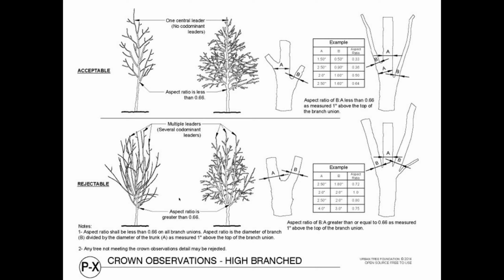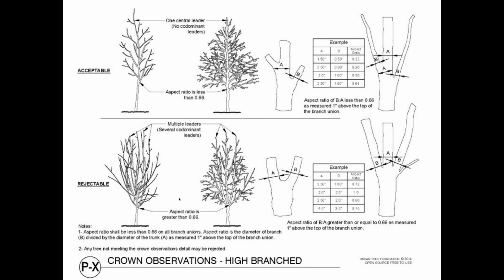And this is simply what the young tree quality crown observation detail looks like, and we tried very hard to provide all the information to accept and reject a plant from the nursery. Brian, could you explain aspect ratio on this slide more quickly? Yes. Some people might not understand that.